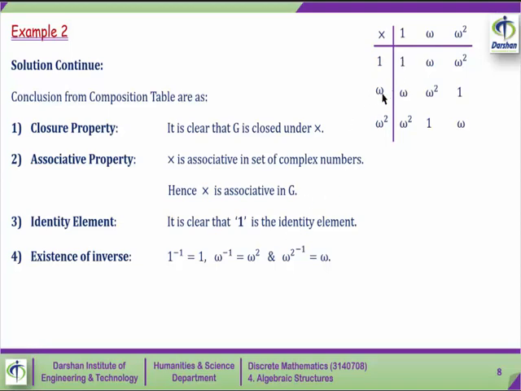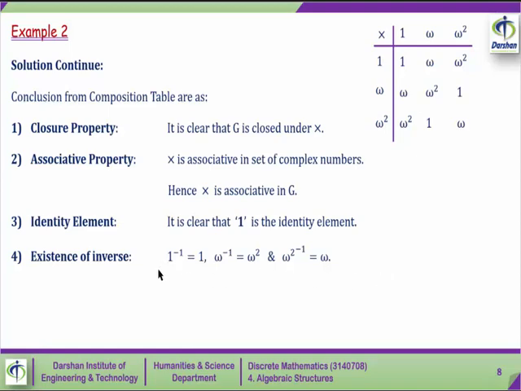The inverse of omega is omega square. Why? Omega into omega square is 1, which is the identity element. The inverse of omega square is omega because omega square into omega is 1.